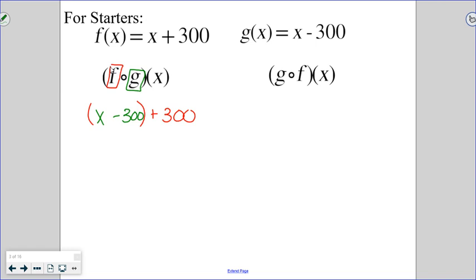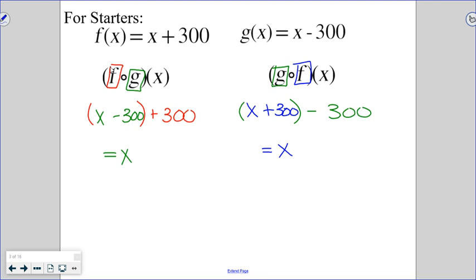Well, x minus 300 plus 300, what do we get? X. Yeah, the 300 minus 300 is 0, but we have an x left over, right? So this equals x. Notice on the other one I switched the order, which says write out g, x minus 300, fill in f, x plus 300, and we got the same thing going on, don't we? Minus 300 and plus 300 is 0, and we're left with just x.